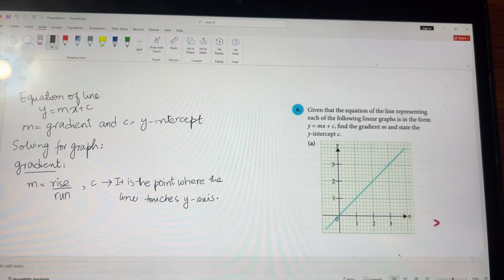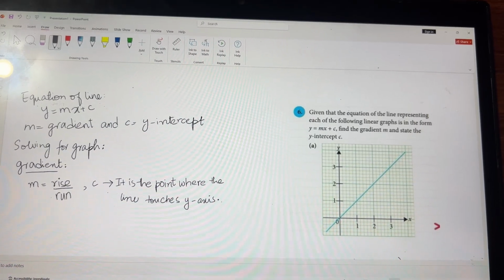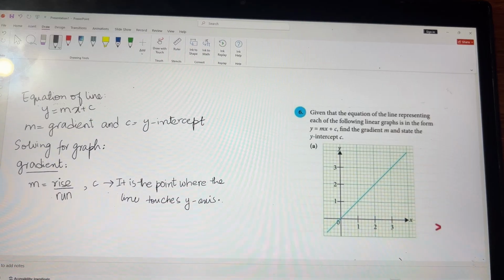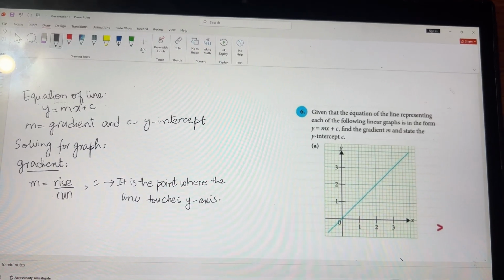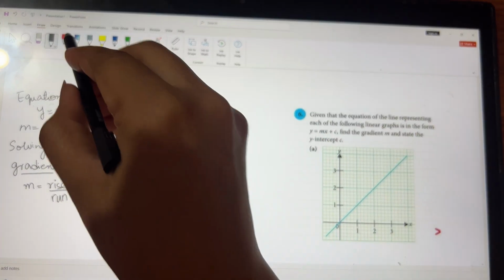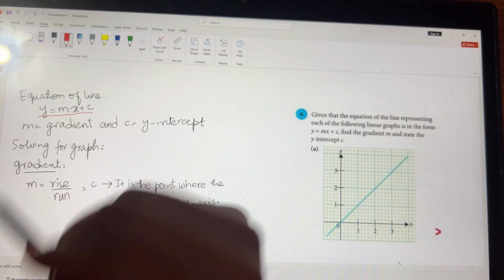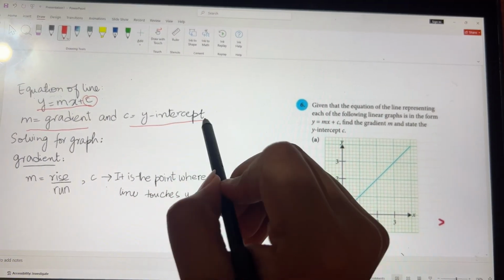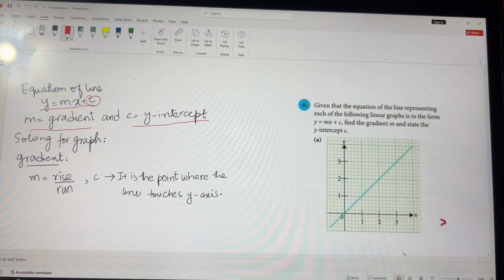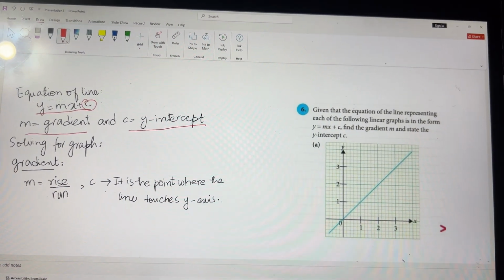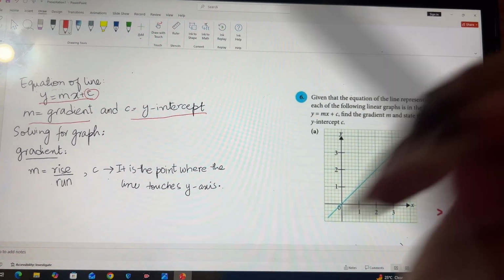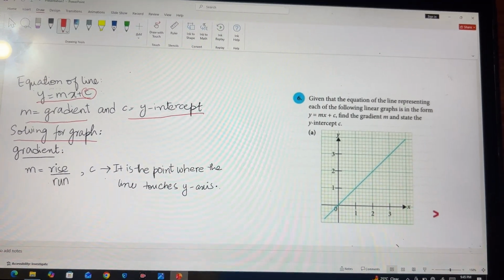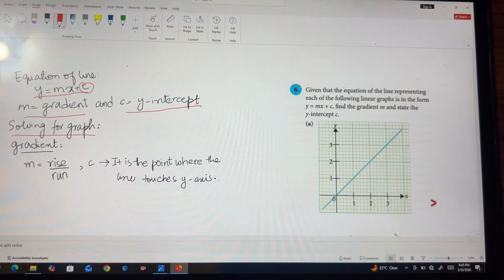Okay, so today our topic of discussion is equation of line. If you remember, we have already discussed the equation of line. It is given by y equals mx plus c, where m is the gradient and c is the y-intercept. Now we have already done it using the equation given. Now we will do it using graphs. How to find the gradient and y-intercept using a graph.